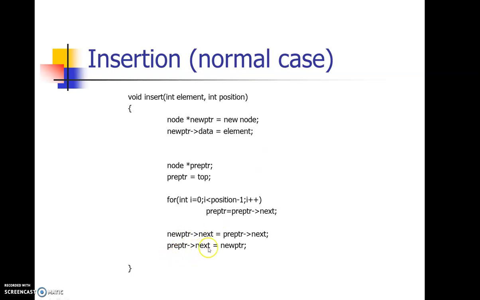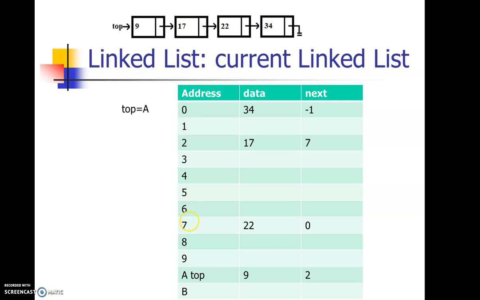So you see pre-PTR next equal to new PTR. So this two-line code is the key to making all connections successful. And of course, all of these steps are the preparation for these two lines of code. Of course, we need some example to fully understand this. Let's take a look at this one.